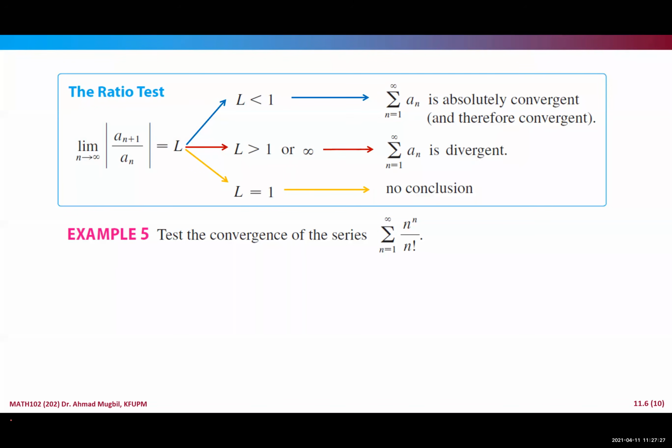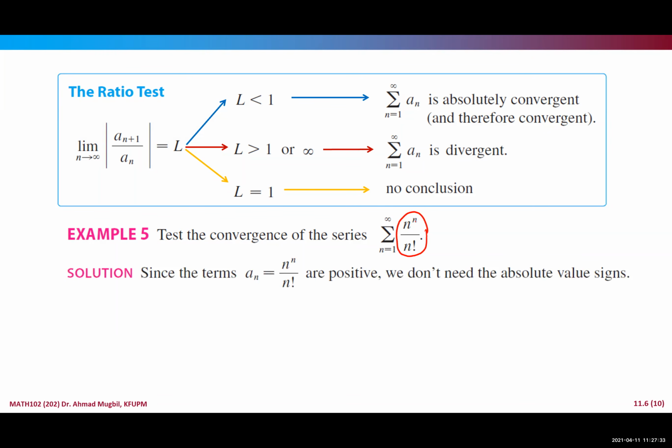Here, notice that the nth term is positive. It is not alternating, not negative. n to the power n is positive when n starts from 1. Also the factorial. So no need for the absolute value. So when you calculate a_(n+1) over a_n, what you will do? This is a_(n+1). Replace n by n plus 1. Divided or multiplied by the reciprocal of a_n.